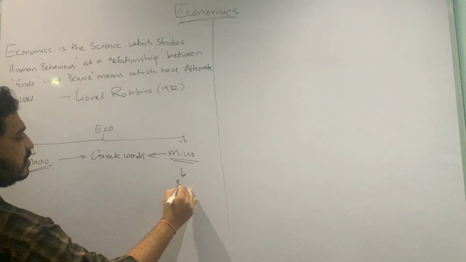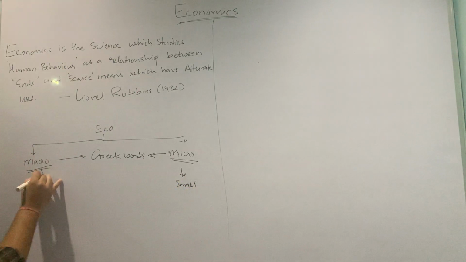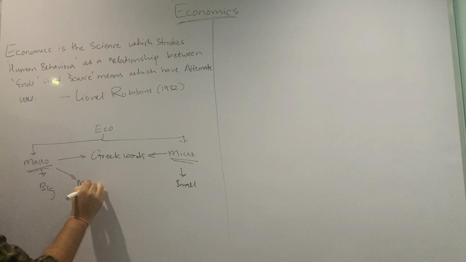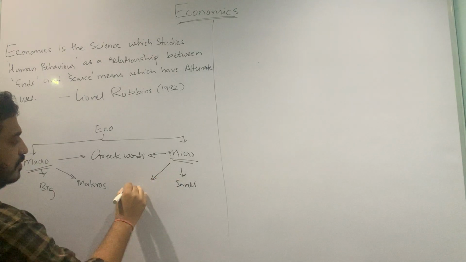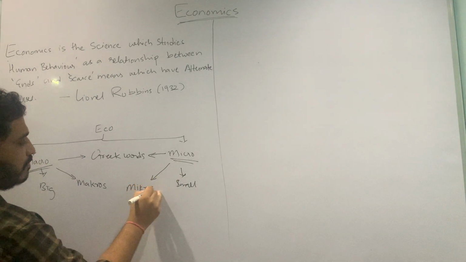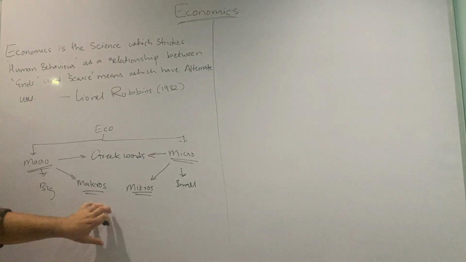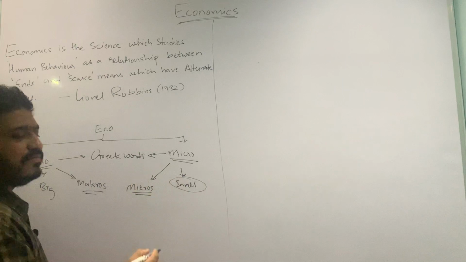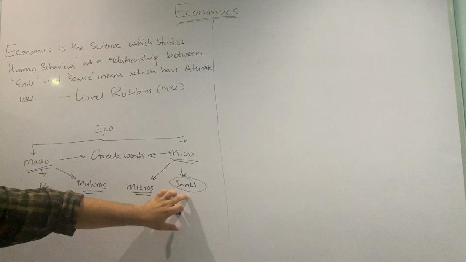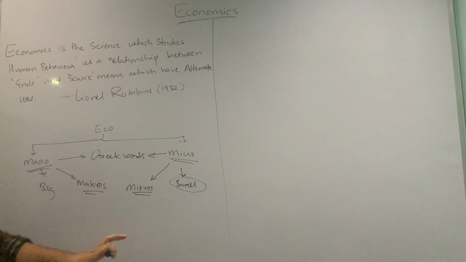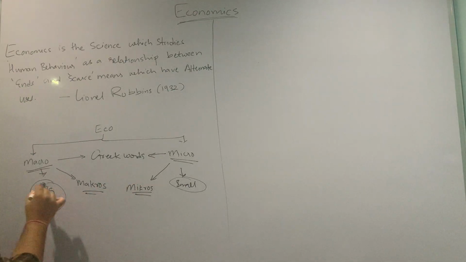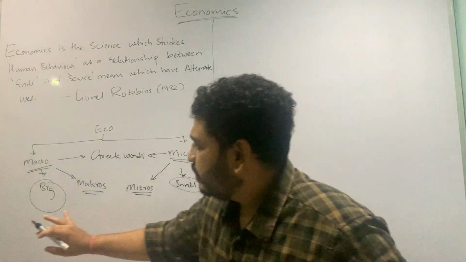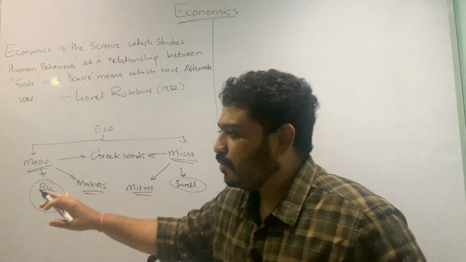Micro means small, macro means big, and the original words from Greek are micros and macros. These are the English words micro and macro. Whenever the economic analysis is at a smaller level, the study is called microeconomics. When it is at a larger, comprehensive level, it is called macroeconomics. I hope the idea of what micro and macro are doing is pretty much clear.